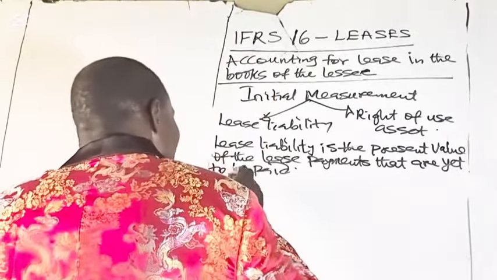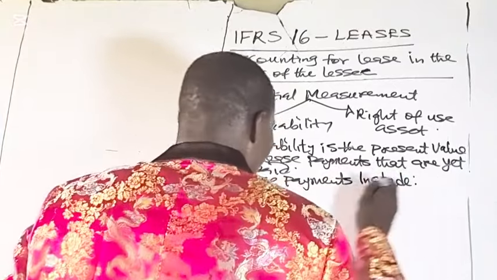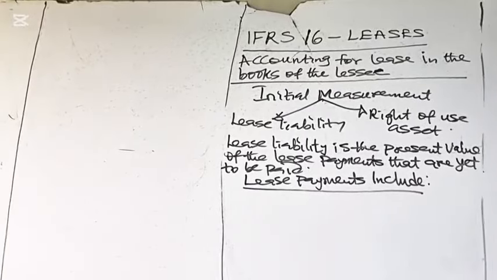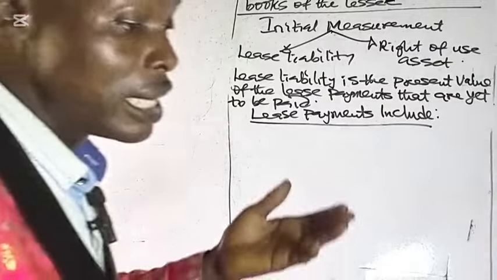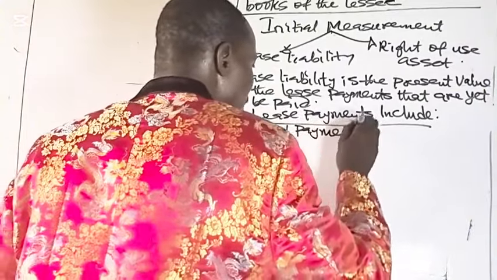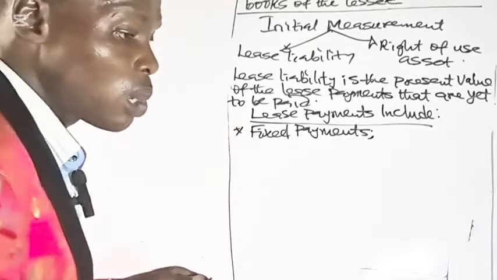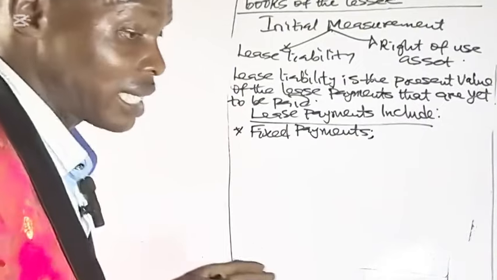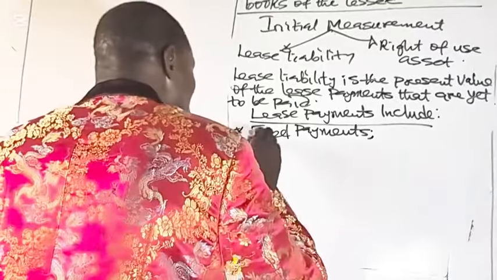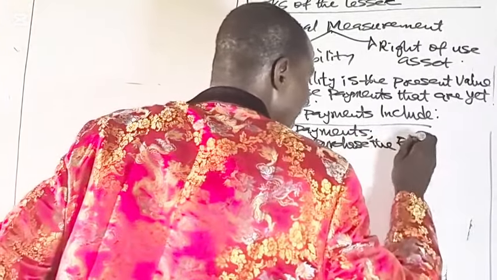Lease payments are the forms of payments that are usually made on the lease. Number one, fixed payments, that is, a fixed amount the lessee will be asked to make periodically. Then we also have the option to purchase the asset, so you may have the payment for the period of the option.